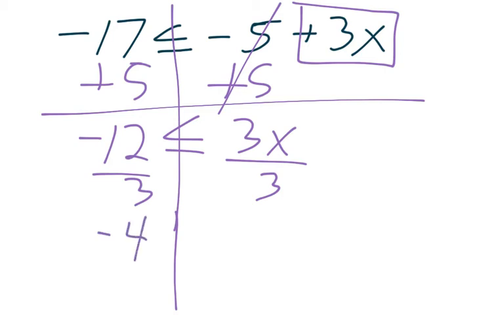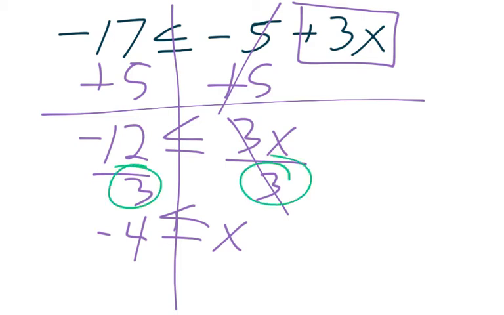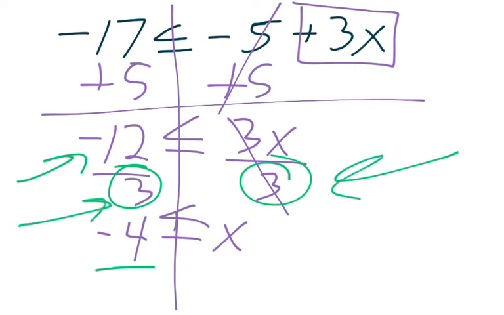Now here's a question. Do we flip our sign? Ask yourself that question. The answer is no. We divided both sides by a positive 3, right? It's only if we multiply or divide by a negative 3. It has nothing to do with the sign of our answer or this negative 12. It has to do with the number we're dividing both sides by. If that number is negative, that's when we flip our sign. But we're dividing by a positive 3, so the inequality sign stays the same. So negative 4 is less than or equal to x.